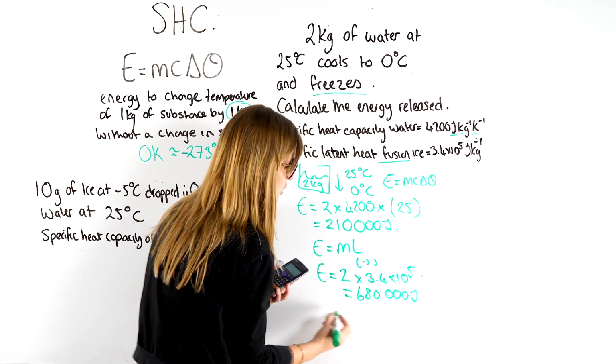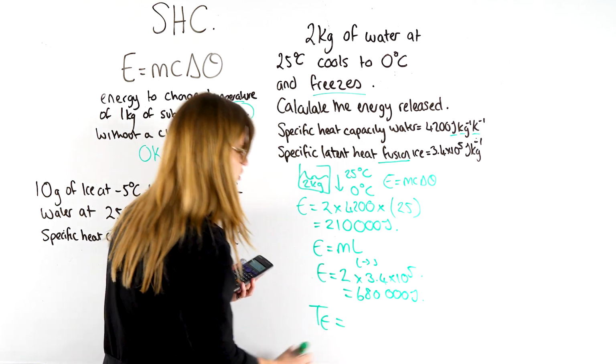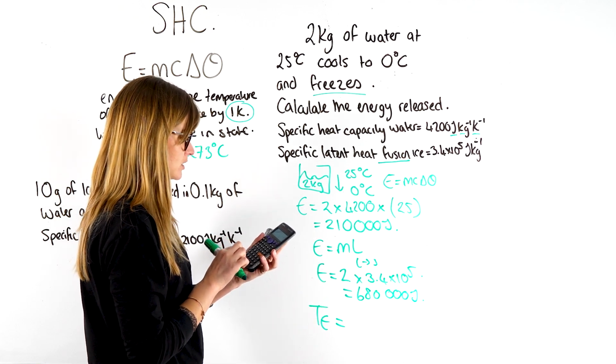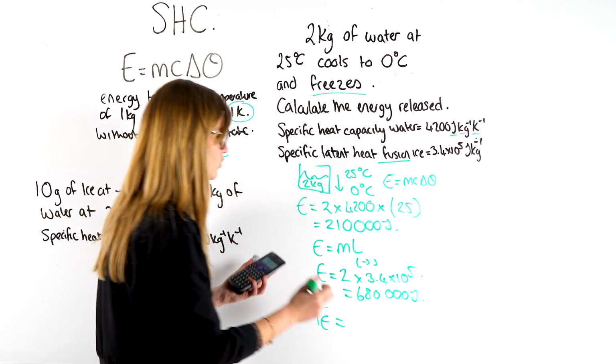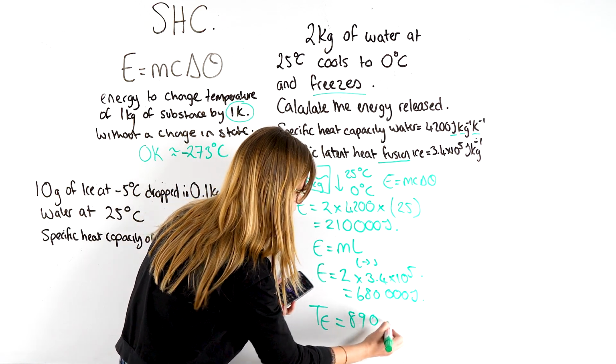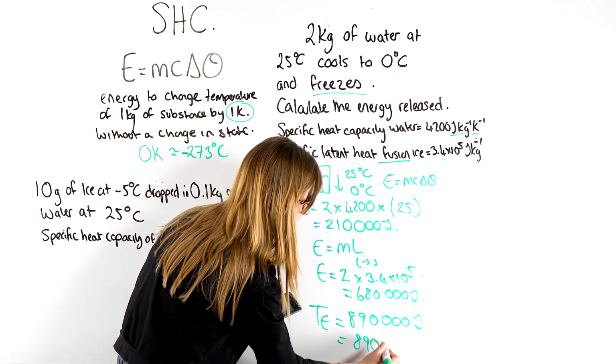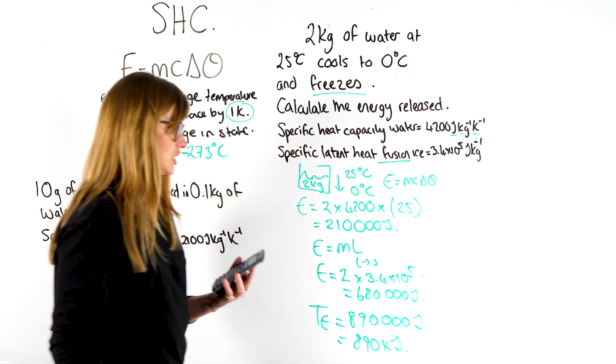680,000 joules. So then the total energy now is just going to be, we add these two numbers together. So we're going to add on 210,000 to get a total energy of 890,000 joules, or you could say 890 kilojoules of energy is released.